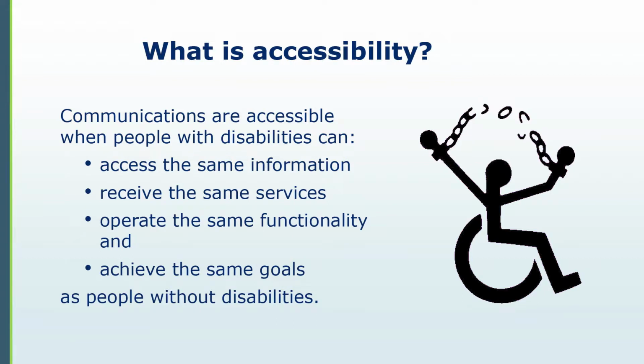So what is accessibility? Accessibility, in terms of accessibility of information and communication technology, is making sure that people with disabilities have access to the same information, can perform the same tasks or the same functionality, and achieve the same goals or outcome as people without disabilities. And that's something we would expect for any of our customers. People with disabilities may use different means to access information.